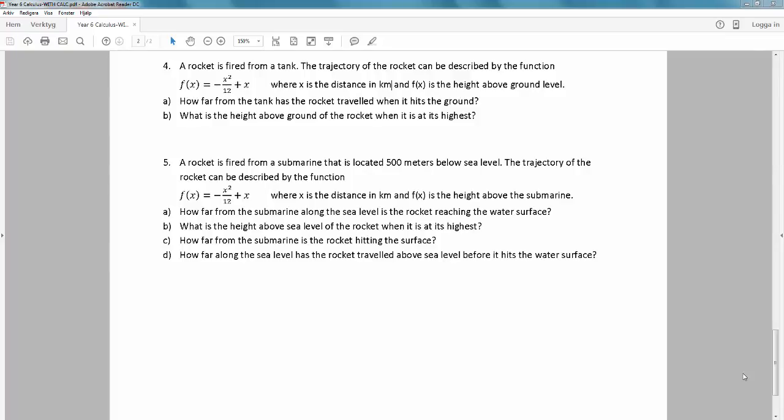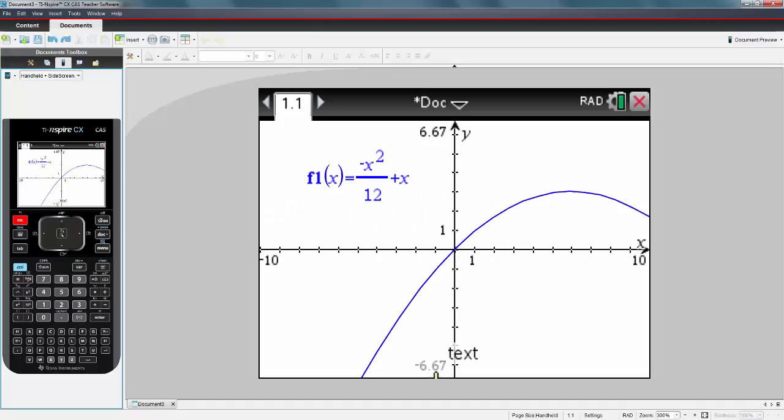Exercise 5. A rocket is fired from a submarine that is located 500 meters below sea level. The trajectory of the rocket can be described by the function. We have the function here. It's the same function as in exercise 4, where x is the distance in kilometers and f of x is the height above the submarine. Okay, so let's have a look at this function.